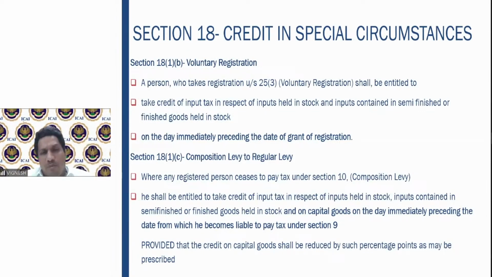Okay. In case of composition scheme to regular scheme, wherein a person was under the composition scheme and is now shifted to the regular scheme, capital goods should not be covered here. Inputs in stock, inputs in finished, semi-finished goods only are to be covered here, and also the capital goods preceding the date from which he becomes liable to pay the tax under section 9. So whatever inputs are there, he should claim the credit on that.